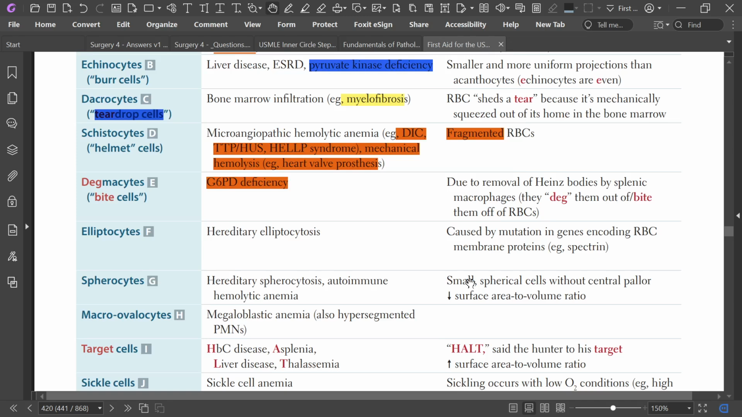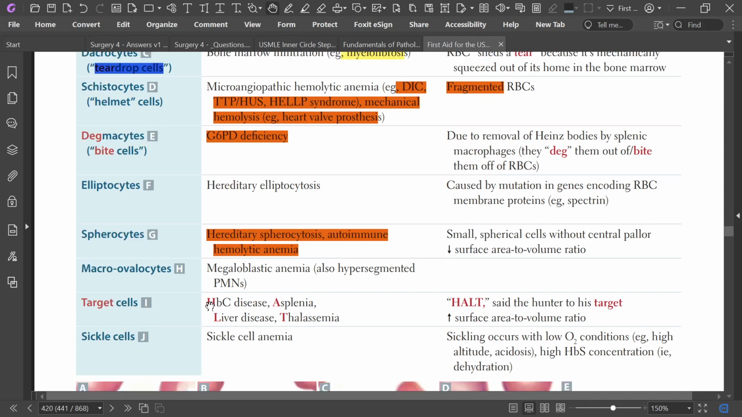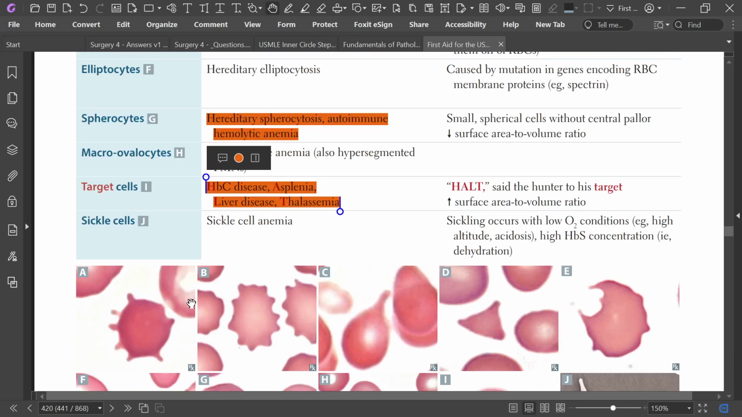Elliptocytes, hereditary elliptocytosis. Spherocytes, hereditary spherocytosis and autoimmune hemolytic anemia. These two are very high yield, hereditary spherocytosis. And macro-ovalocytes, megaloblastic anemia. Target cell is very high yield: hemoglobin C disease, asplenia, liver disease, and thalassemia. And the sickle cell, like sickle cell disease.